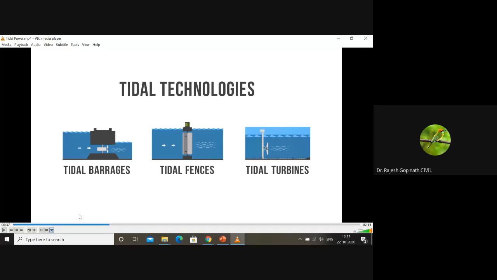Now let me tell you, what you see here, tidal fences, this is offshore, entirely inside the water. Okay, tidal turbines, this is also offshore, entirely inside the water. Okay, but this tidal barrage, this is onshore.